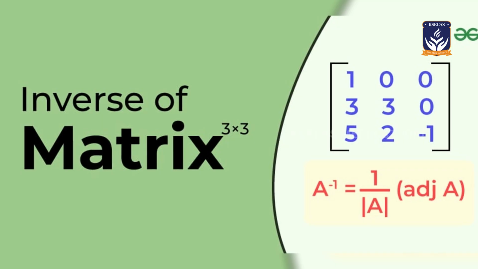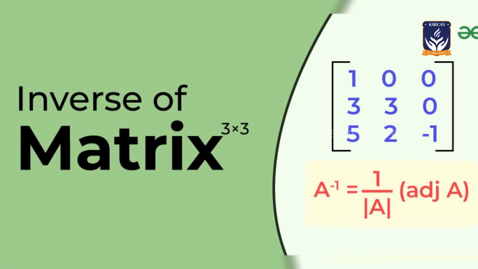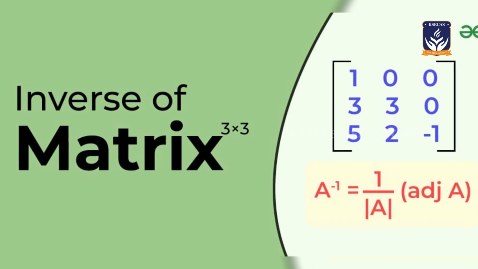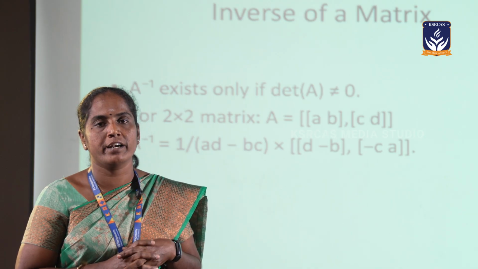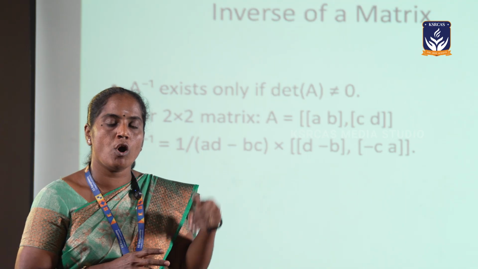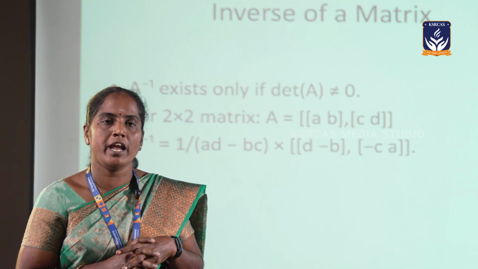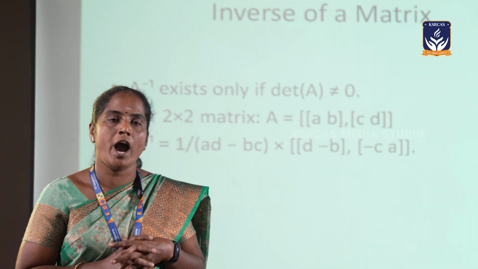Adjoint A is the transpose of the cofactor matrix. First we see that each and every element has a cofactor. We find the whole cofactor matrix and then the transpose of the cofactor matrix. We find all these values, and only then can we find the A inverse. A inverse is equal to 1 by determinant of A into adjoint A.